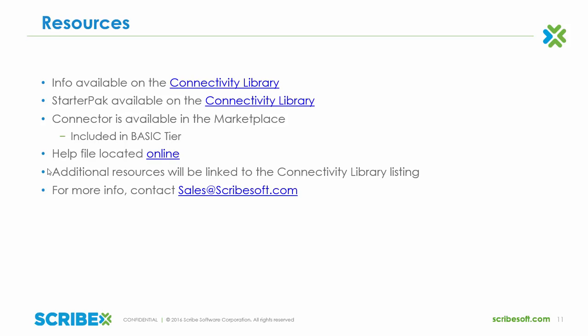Help is found on the Scribe Online Help forum. Just go to the Scribe Online Help, there's a connectors area, and you'll see Nav listed there. Any other resources we add, things like demo videos, other data sheets, white papers, they'll all come off of that connectivity library listing. So keep an eye there for anything you want to look at for Nav. And if there's things you need and you haven't seen, or for more information on how to work with this, contact sales@scribesoft.com. They'll be able to get you whatever information you need.